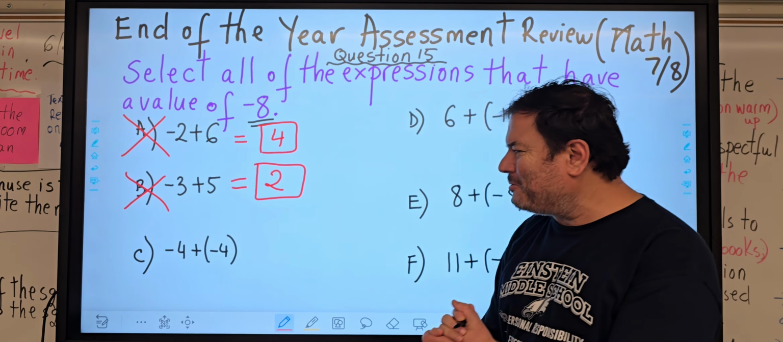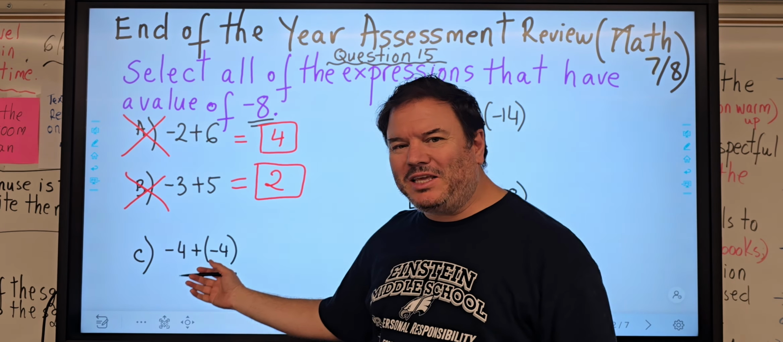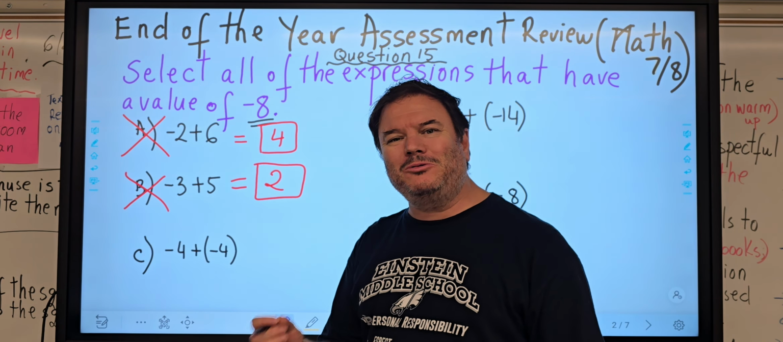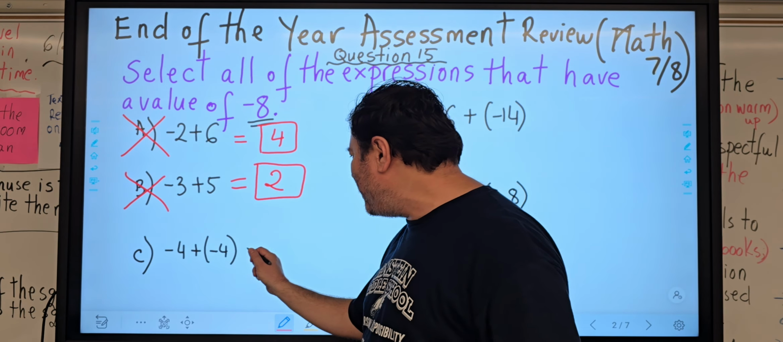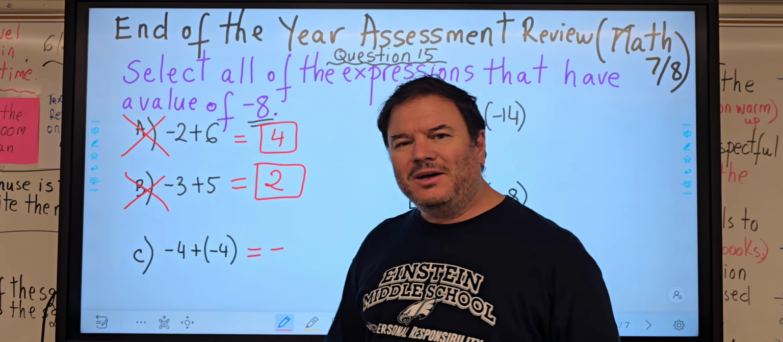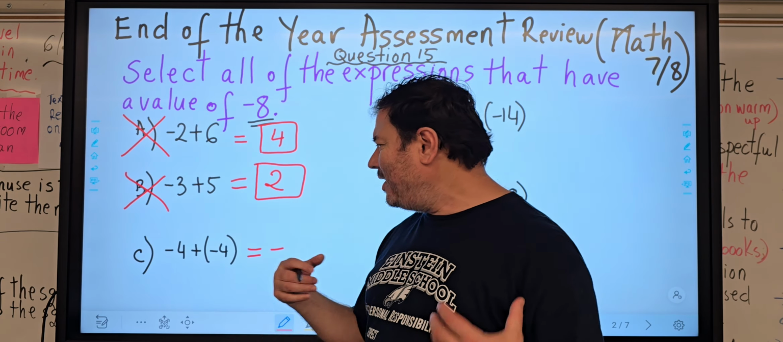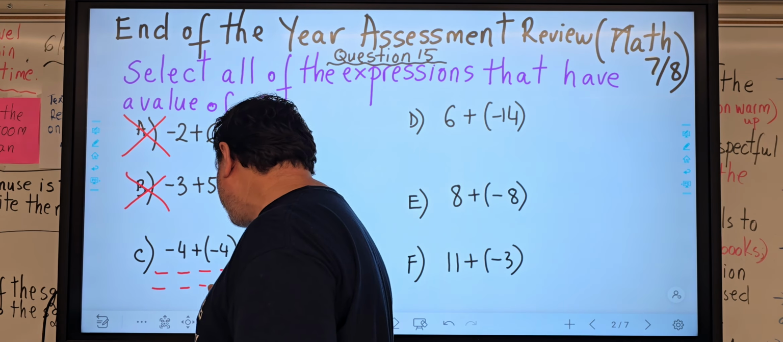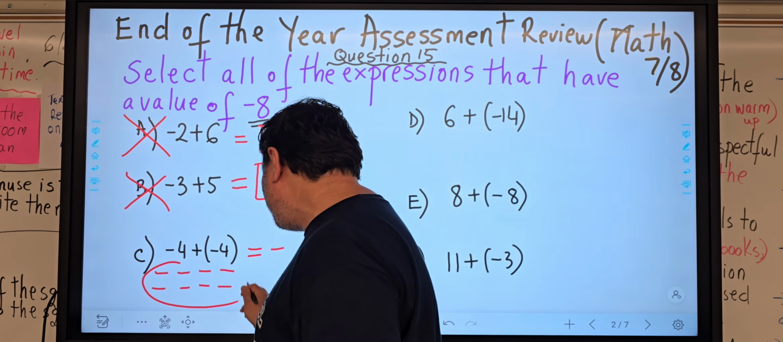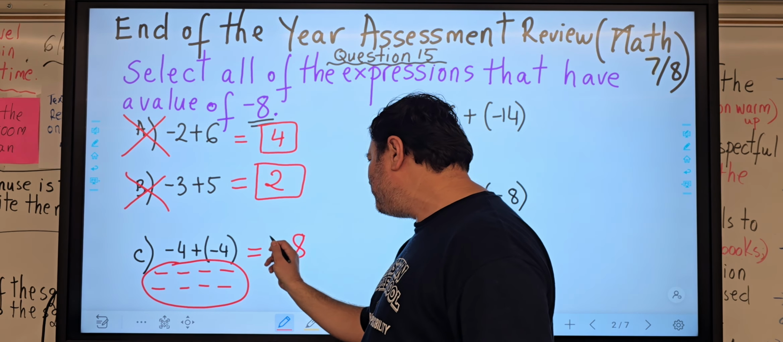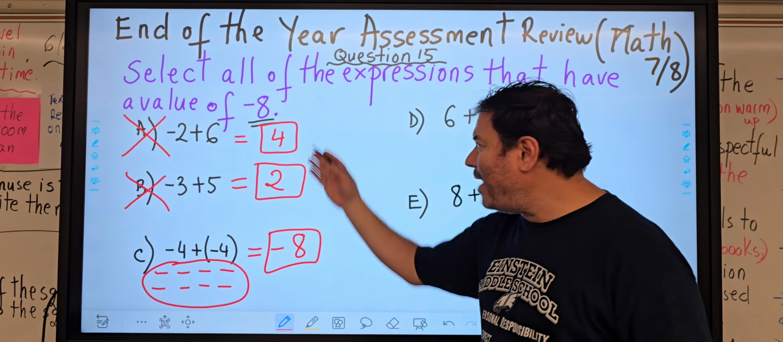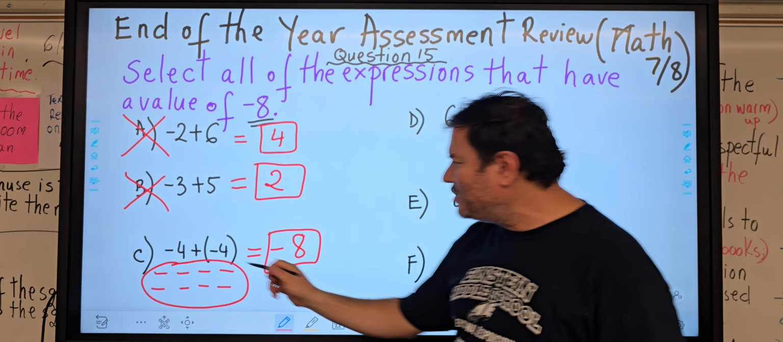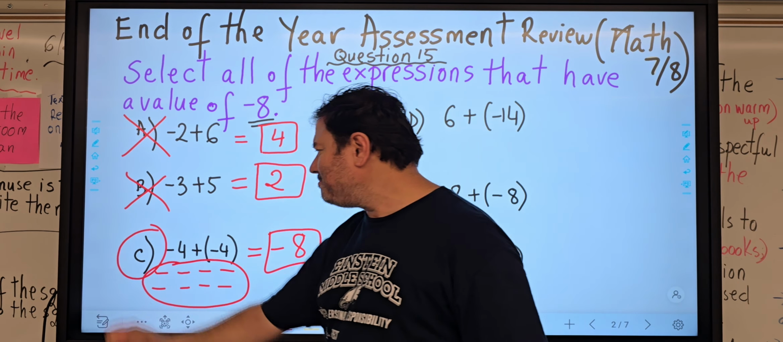Let's continue with C now. So again, here we have -4 plus -4. Here we are adding two negatives. So in the answer, we are still going to have a negative. And now we are adding -4 and another -4. So -4, 1, 2, 3, 4. And another 1, 2, 3, 4. And all together here, we have -8. So -8 matches the -8 in the problem. So C is one of the answers.